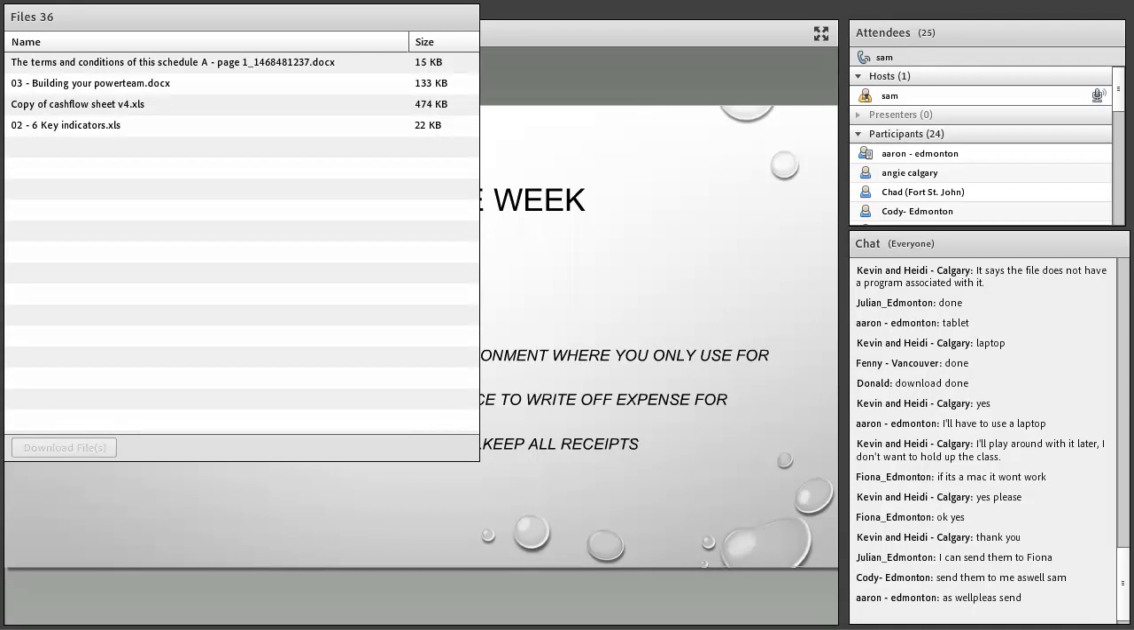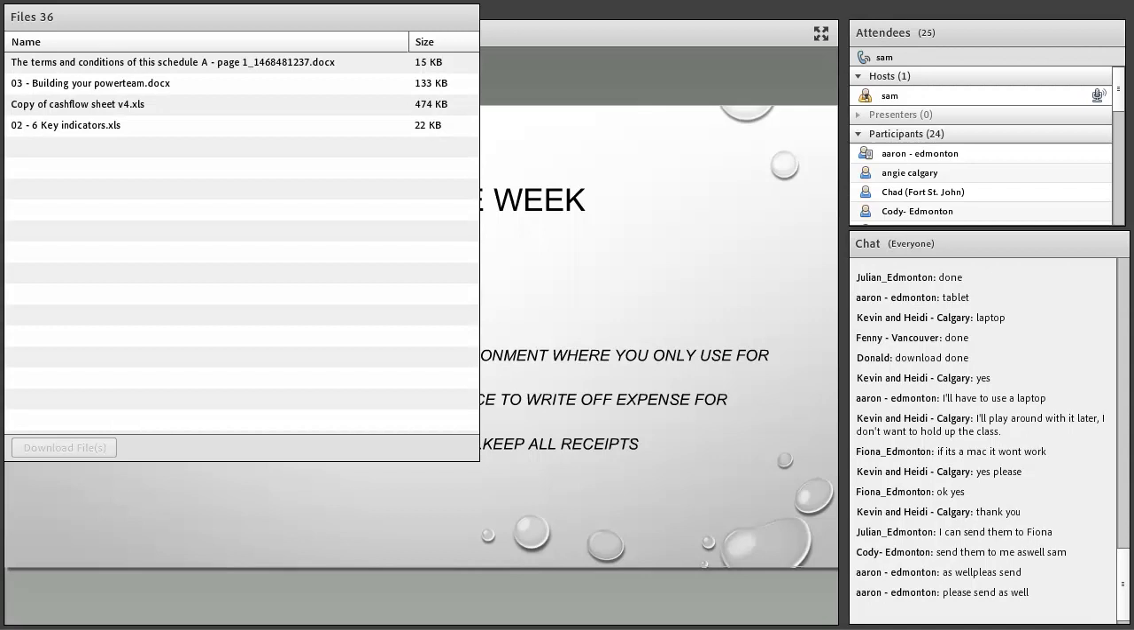Cody sent them, send them to me as well. Okay, Cody, so just make sure you write the email and I'll do it. Aaron, I'll do it for you too, my friend. Just make sure that you guys send me the email, okay? So I can send it back.